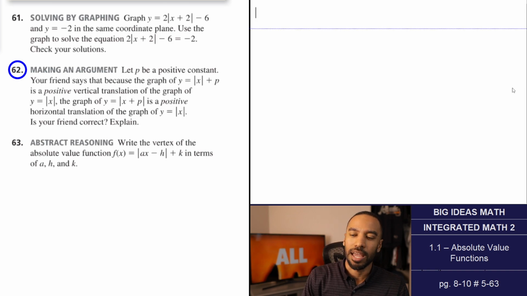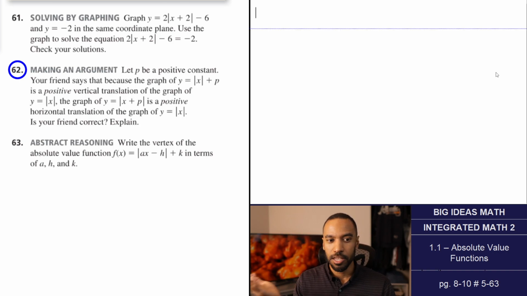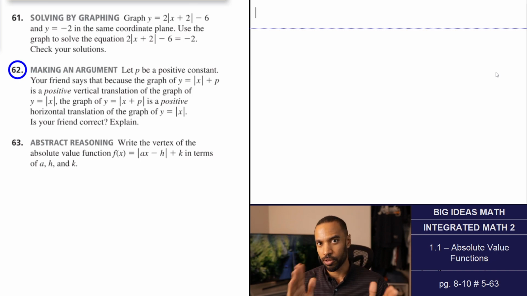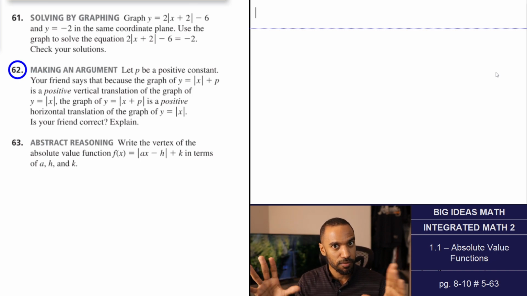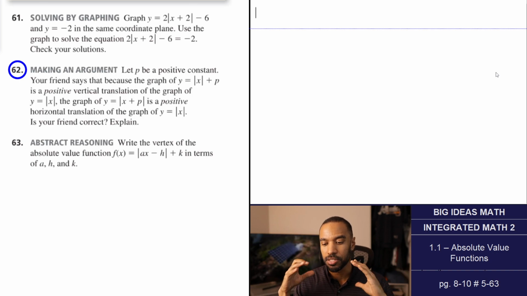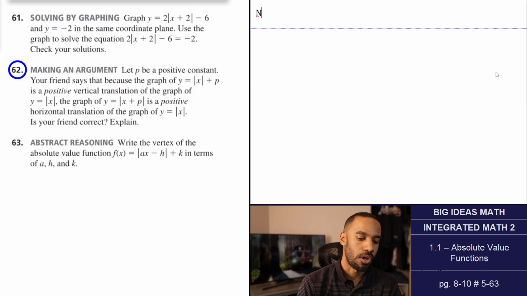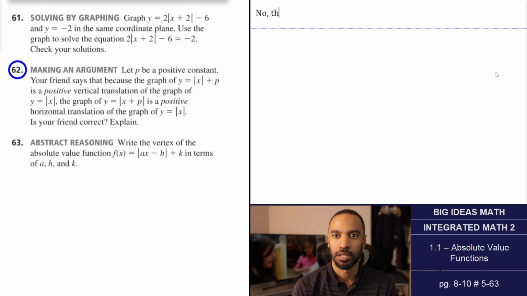As you know, if p is positive inside there, then that'll say x plus p inside there. And when it says plus inside the function, it doesn't have to be absolute value, just a function, then we go left. It's a leftward translation. No, the friend is not correct.